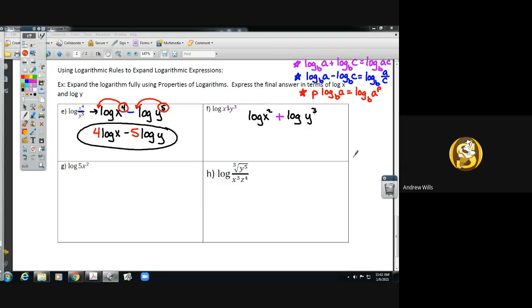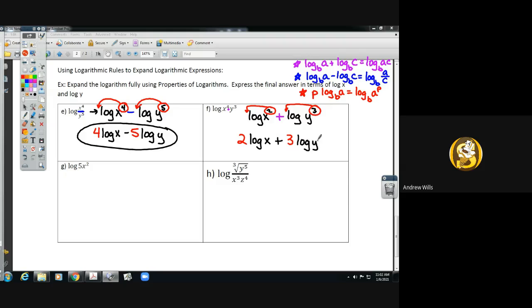And then just like we did on the previous example, once we get that expression broken up, we grab the exponents and we move them out in front using the power rule, which gives us a final answer of 2 times the log of x plus 3 times the log of y.